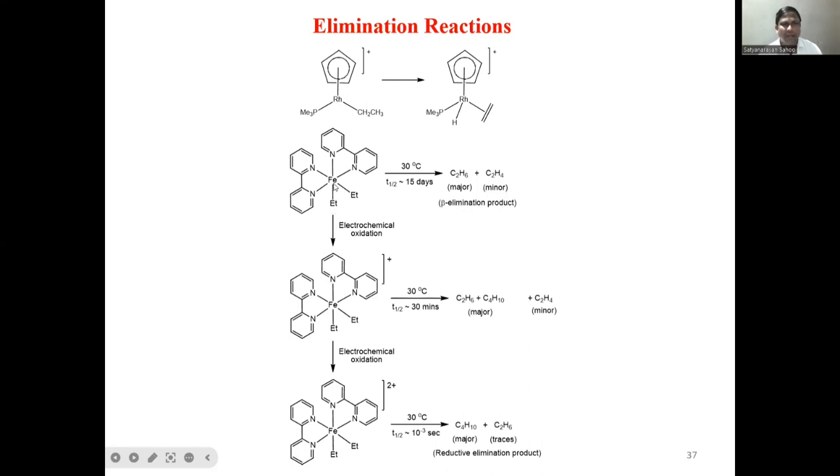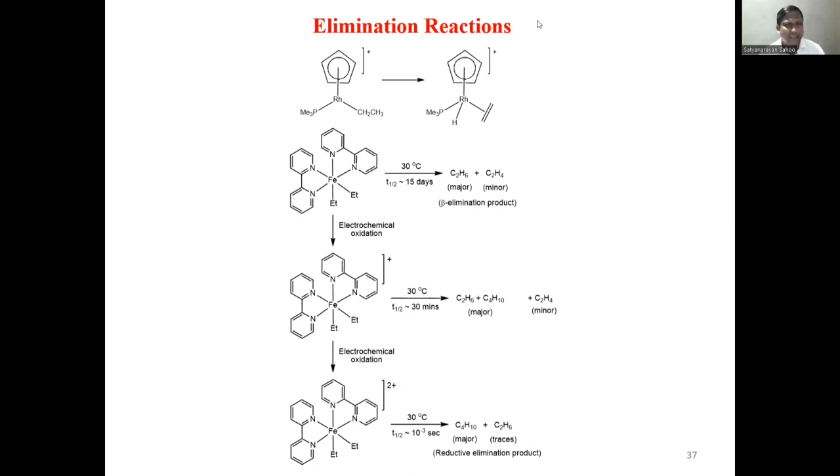now you can see these are neutral bidentate molecules. These are two ethyl groups which are eliminated. So now you can see the electron count. Here it is iron 2 plus. In this case it is iron 3 plus, because there is a plus 1 oxidation state. This is iron 4 plus. So what we are doing is electrochemical oxidation from iron 2 plus to iron 3 plus to iron 4 plus.